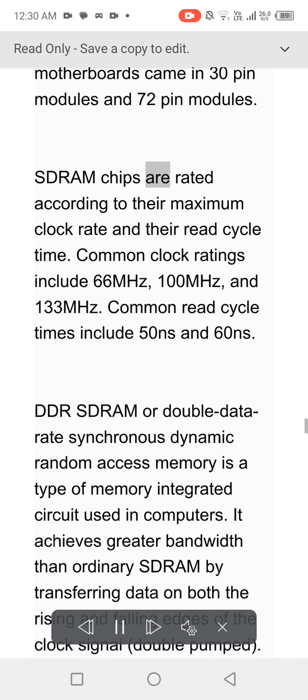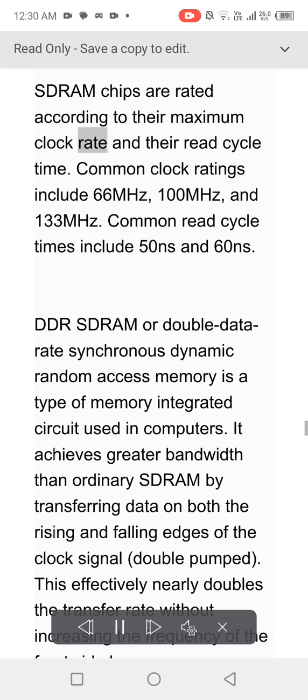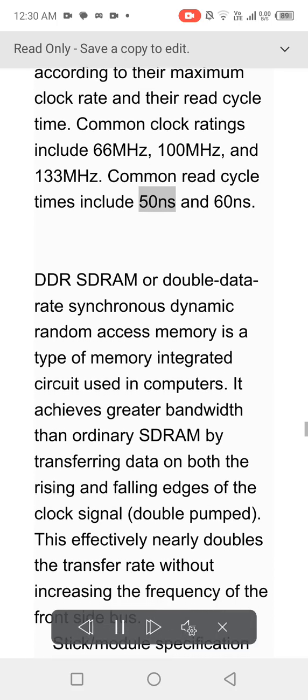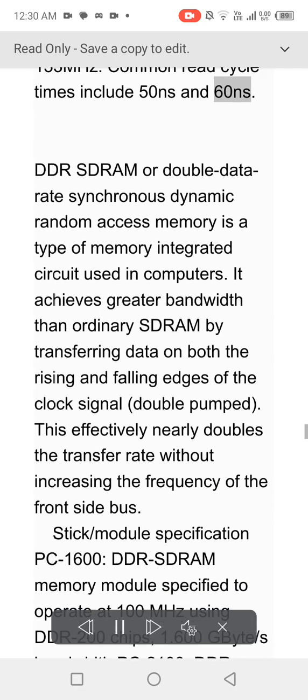SDRAM chips are rated according to their maximum clock rate and their read cycle time. Common clock ratings include 66 MHz, 100 MHz, and 133 MHz. Common read cycle times include 50 nanoseconds and 60 nanoseconds.